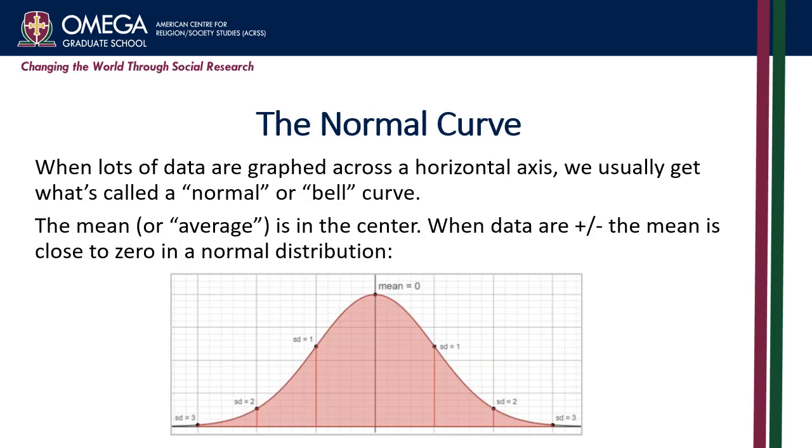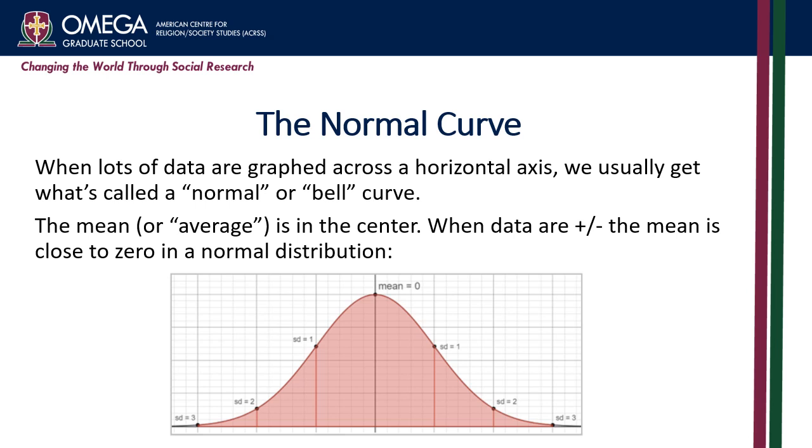That histogram can then be translated into what's called the normal curve. When lots of data are graphed across a horizontal axis, we usually get what's called a normal or bell curve. This means that the data are distributed evenly, so there are very few on the extremes and most of the data are in the center. That is, most of the data are close to the value of the mean or the average. So the mean or average is in the center. And when data are positive and negative, negative going to the left, positive going to the right, the mean is often 0 or close to 0 in a normal distribution.